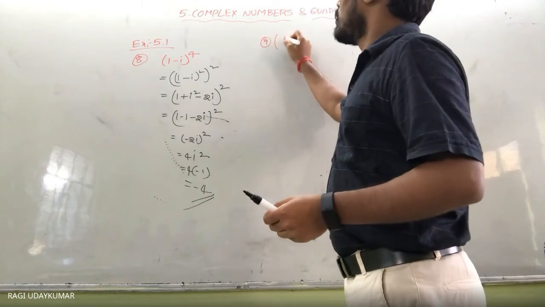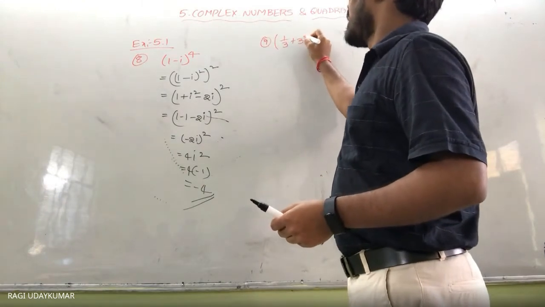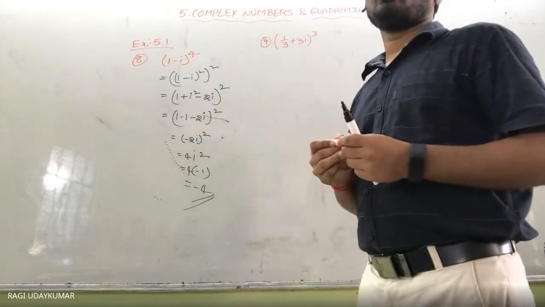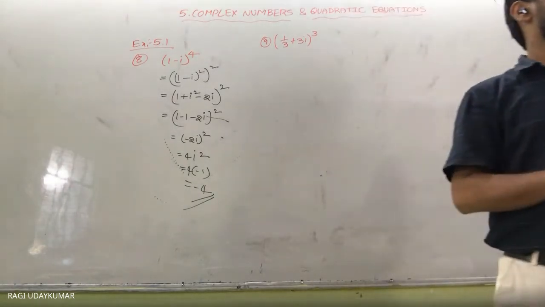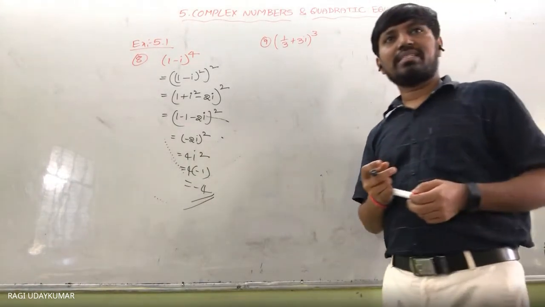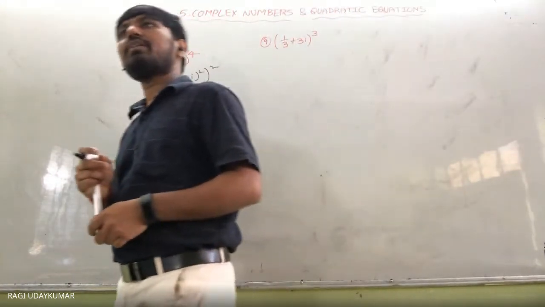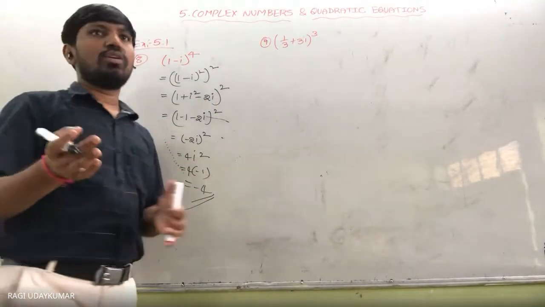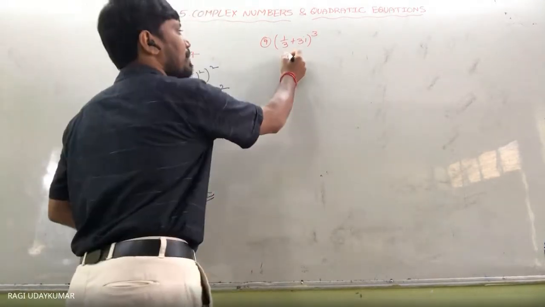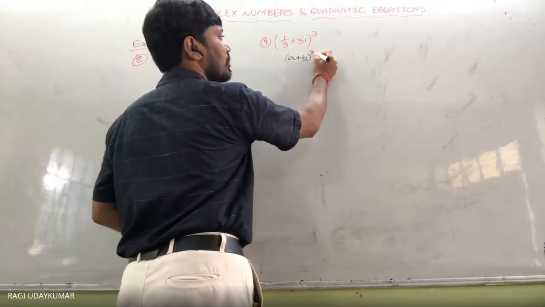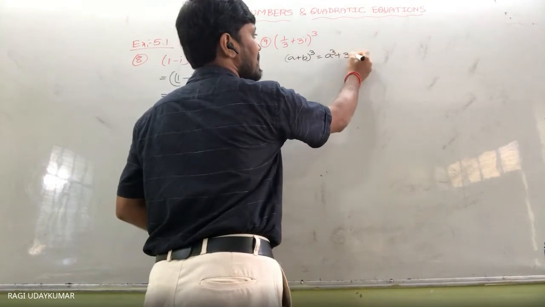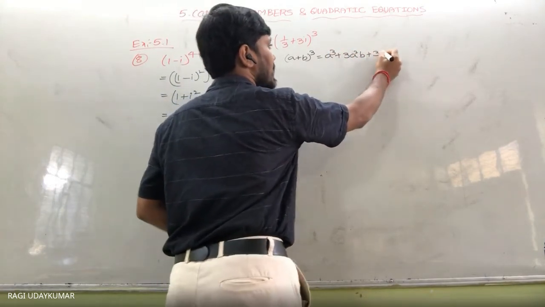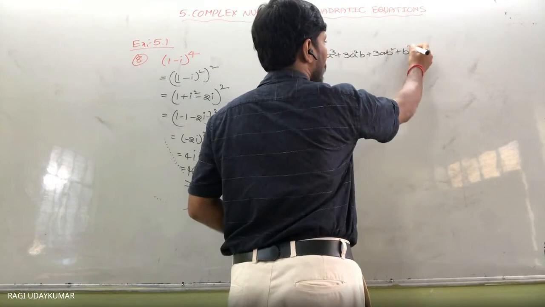Okay. In the same way, ninth question is given to you: 1 by 3 plus 3i whole cube. Cube. a plus b whole cube formula क्या है? a cube plus 3a square b plus 3ab square plus b cube. वही यूज करना है. There is no other way to do it. So a plus b whole cube is equals to a cube plus 3a square b plus 3ab square plus b cube.